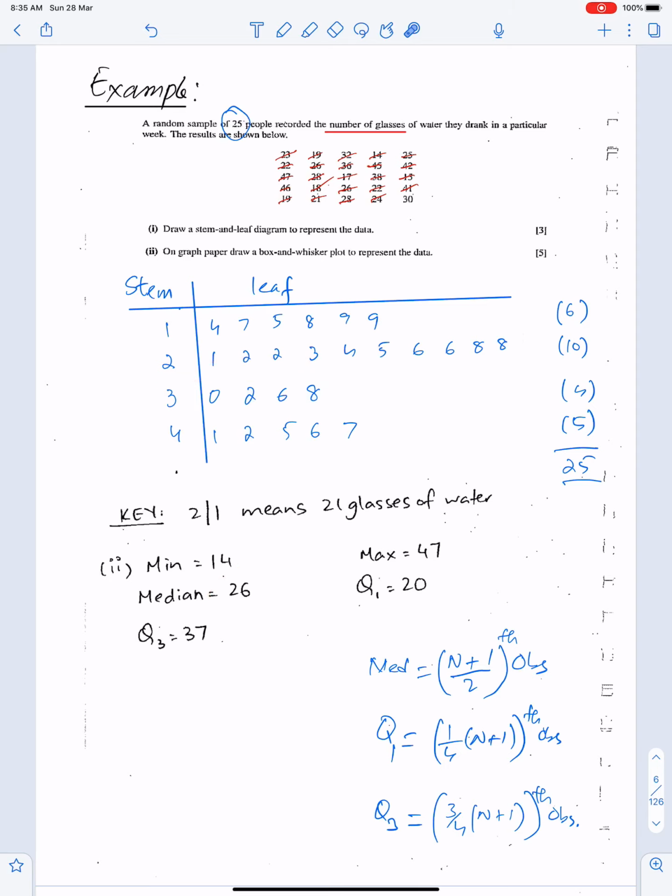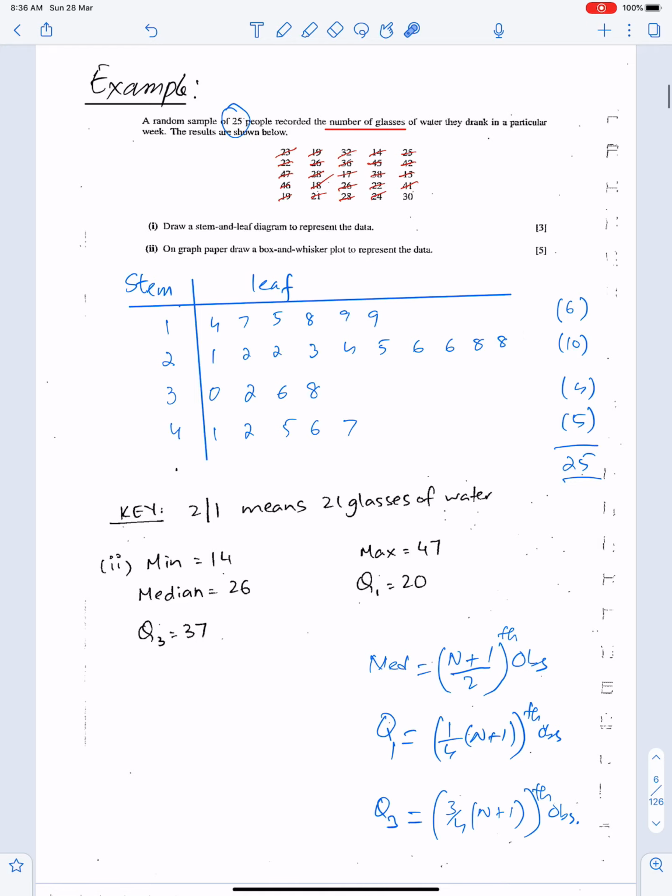When you put 25 here, you will get, I think, the 6.5th observation. 6.5th means the average of the 6th and 7th observation. So the answer should be 20. And this must be the 19.5th, I guess. 19.5th observation. So till here we have 16, 17, 18, 19, 20. So take the average of these two. 37.